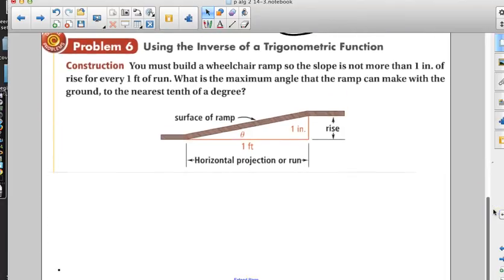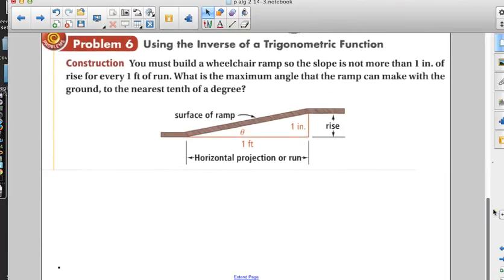So down here, it says we're going to use the inverse of a trigonometric function for something that people will do in real life. It says construction. You must build a wheelchair ramp so the slope is not more than 1 inch of rise for every 1 foot of ground. Well, already I see an issue. They got 2 different labels here. We can't do that. We need to have the same labels.